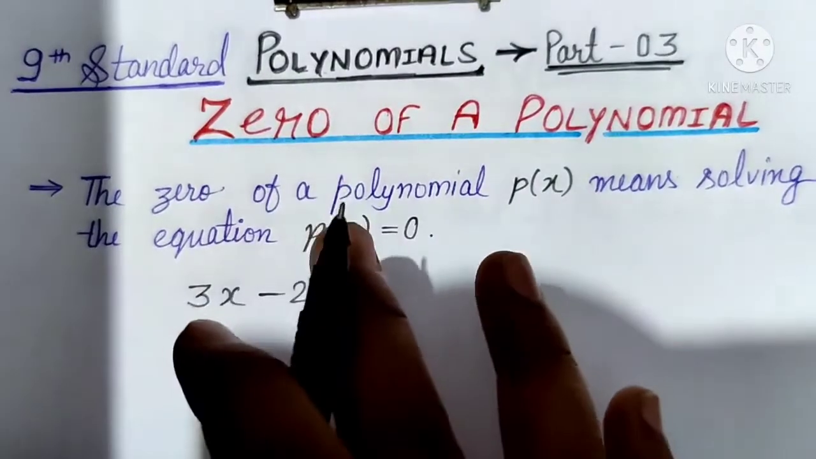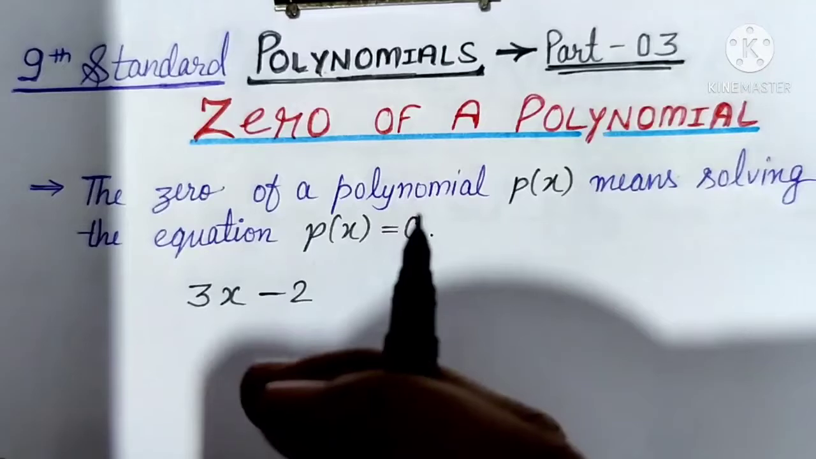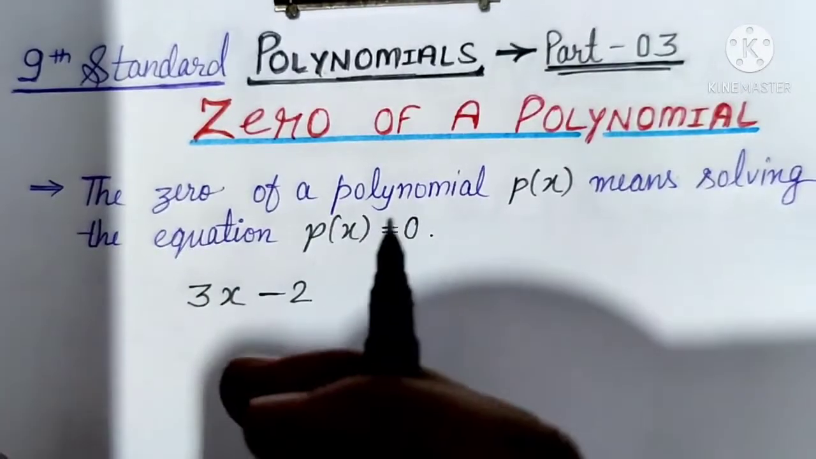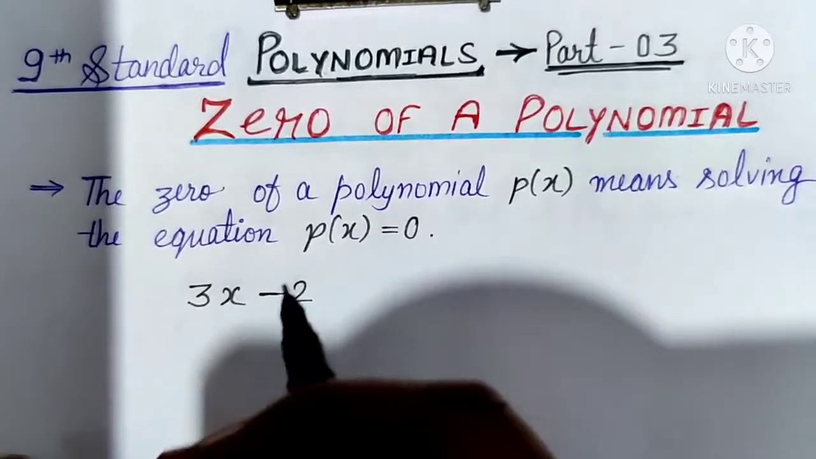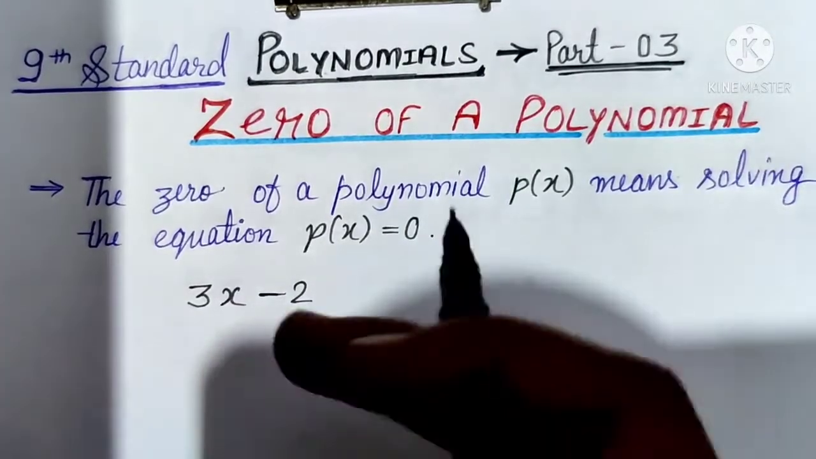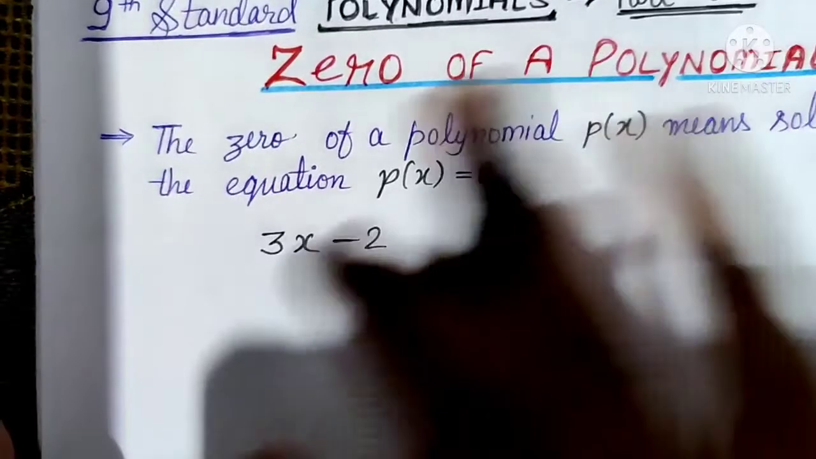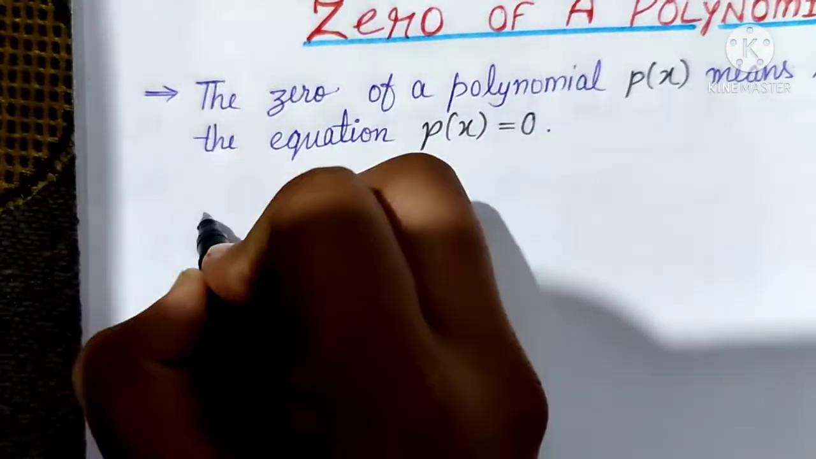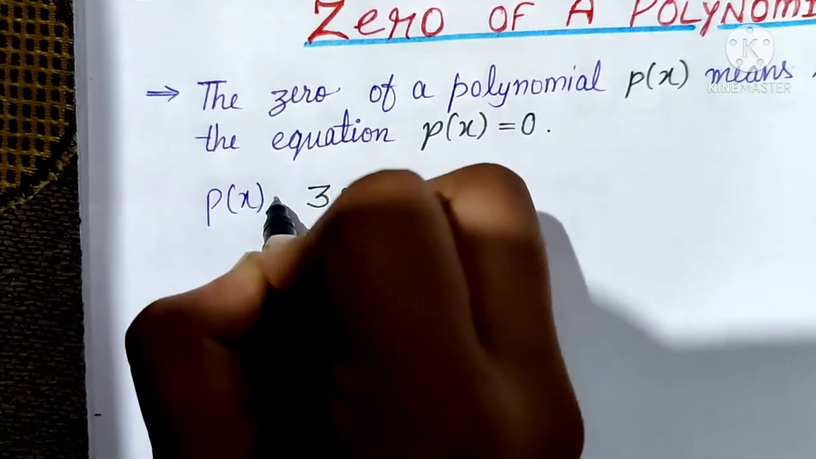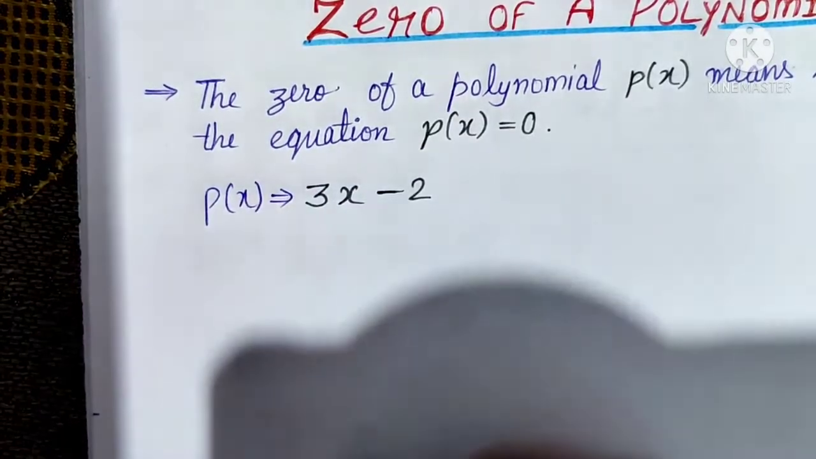Actually here zero of the polynomial means what value we should put in place of the variable so that the expression, or you can say the polynomial, becomes 0. Still not understood? Now pay attention to this example. Here I have given the expression 3x minus 2. So I can say that it is p(x) equals this. This is the polynomial 3x minus 2.